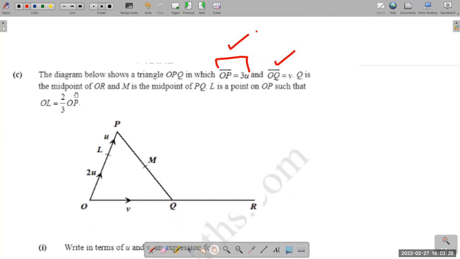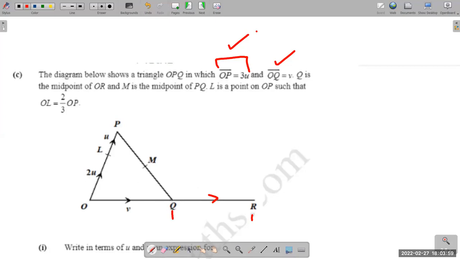Q is the midpoint. Where is Q? Q is the midpoint of OR. So you realize this is halfway. If this is halfway, because this line has an arrow, this entire line can be represented as a vector. So what would be from Q to R? What can I use to represent this distance here? Let me see if anybody is thinking.